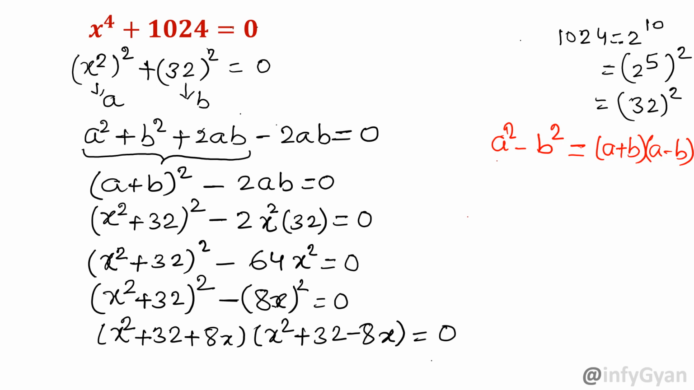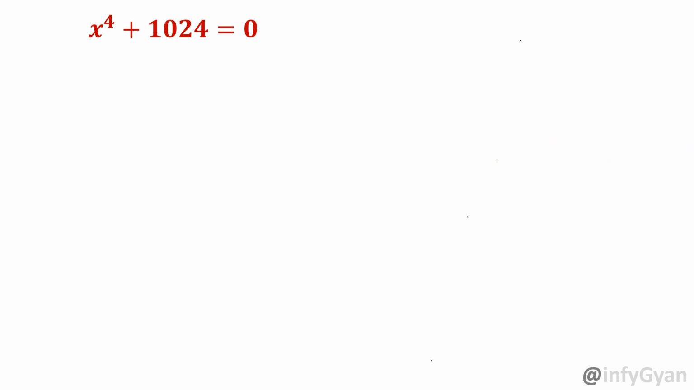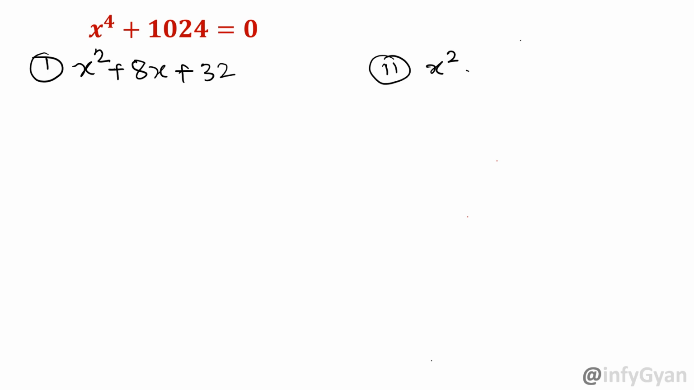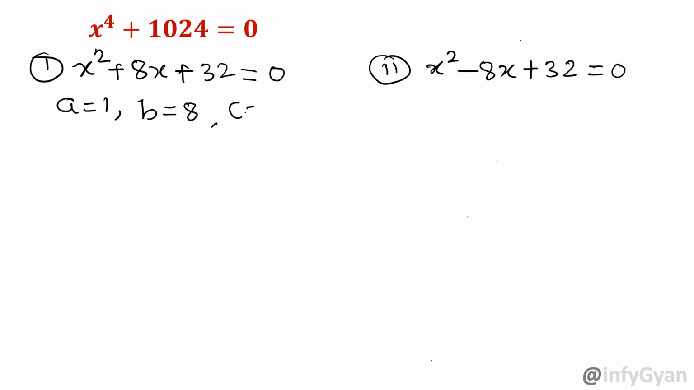So let me consider the first equation: x square plus 8x plus 32, and the second equation: x square minus 8x plus 32 equal to 0. Right hand side is 0. Now you can see A is 1, B is 8, C is 32.